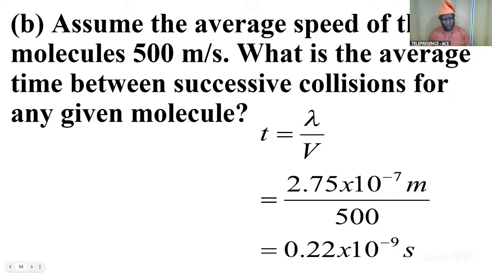Now back to the problem. The average time you have to calculate, small t, will be lambda over v. v is your speed, lambda is the mean free path. Then substitute the values, and you have your answer as 0.22 times 10 to the power minus 19 seconds.